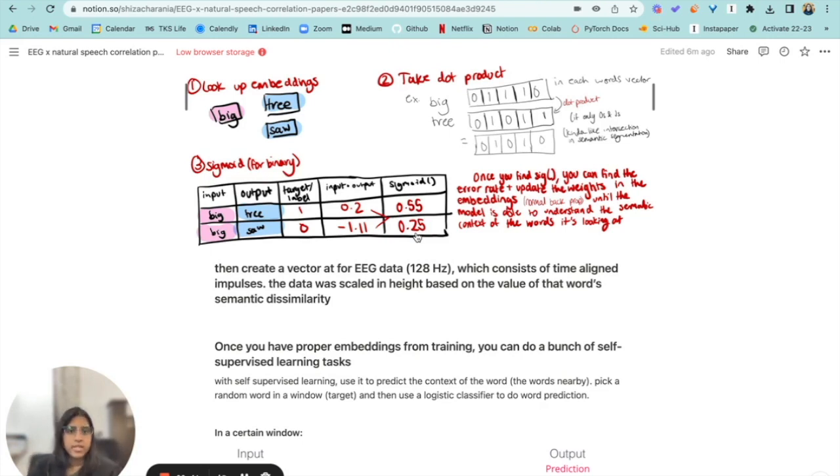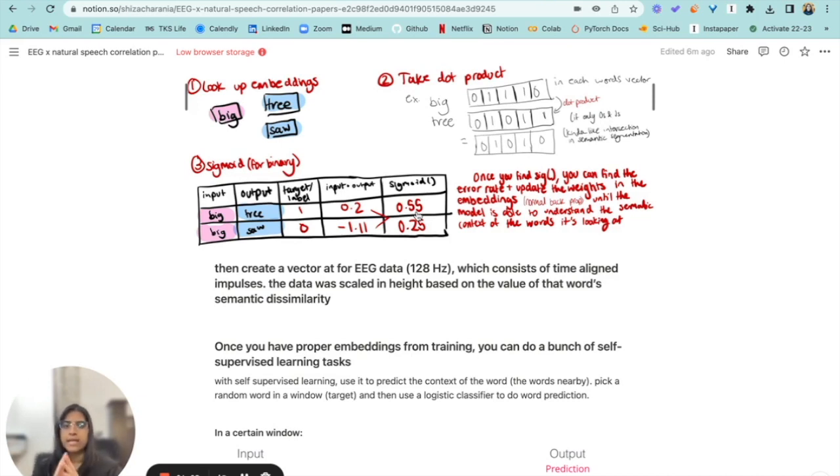So once you find the sigmoid function, you can find the error rate from that to see what the label actually should be. So in this case, it's 1, and you got 0.55. So you can basically find the error rate, and from that, you can just do normal backpropagation like you would in a supervised model. The point is to get to a certain part where the model is able to understand the semantic concepts, or the context of the words that it's looking at.